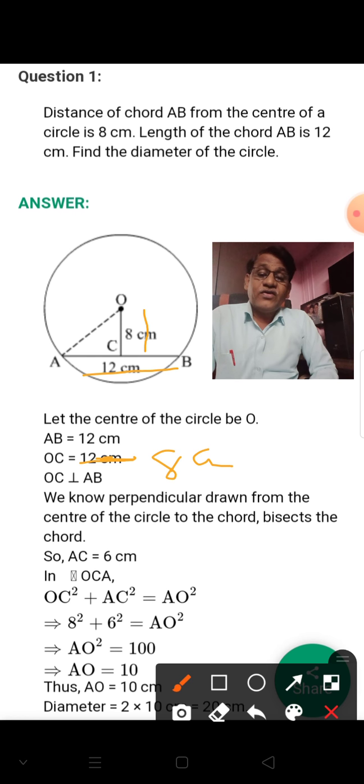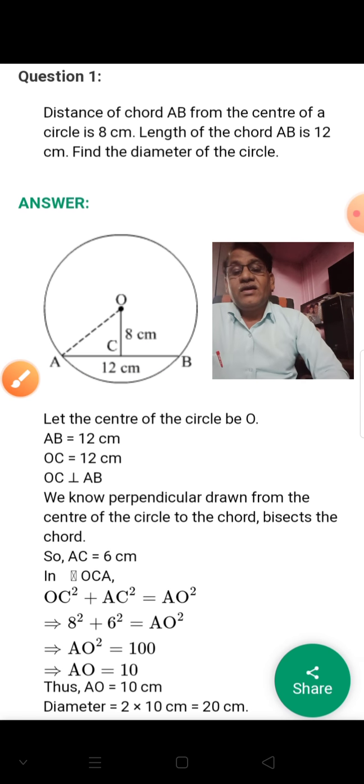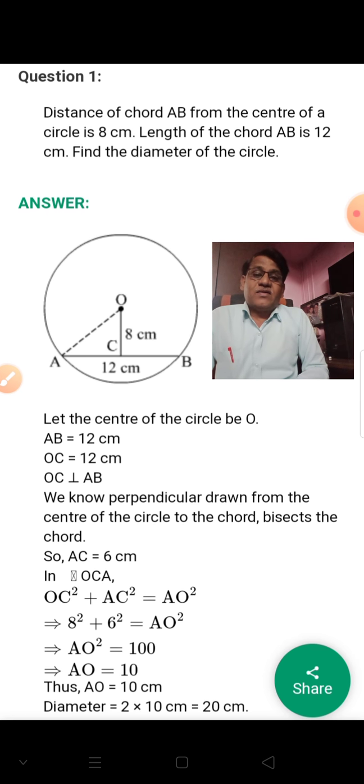Thus, AO is equal to 10, and it is the radius. Then what is the diameter? Diameter is double the radius. It means diameter is equal to 2 into 10. So diameter is equal to 20 centimeter. So you get the diameter having the length 20 centimeter.